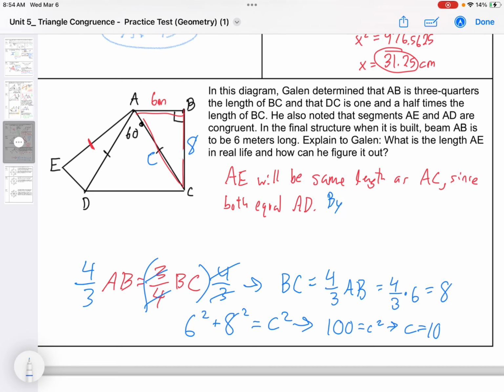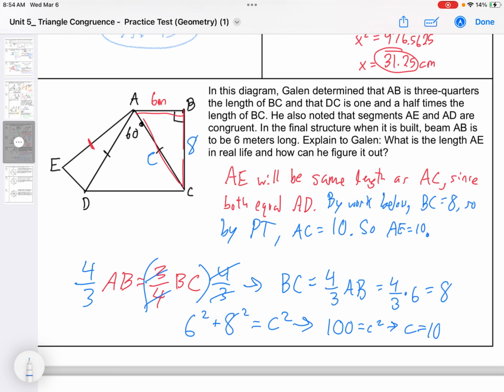So we can say by work below, BC is equal to 8. So by Pythagorean theorem, that's PT, AC, which is this side, the one I was calling c, is equal to 10. So AE is 10. And we're done.